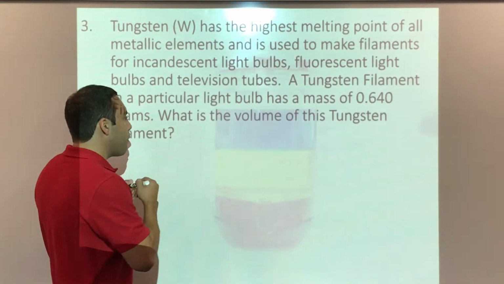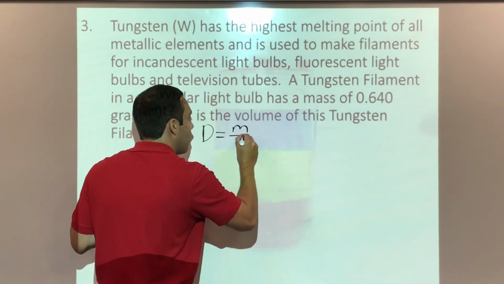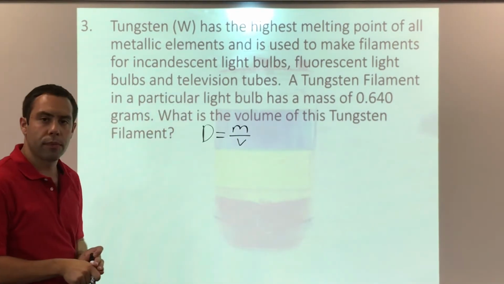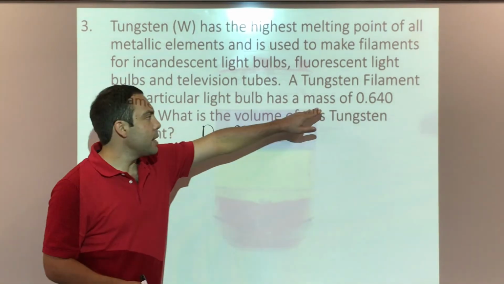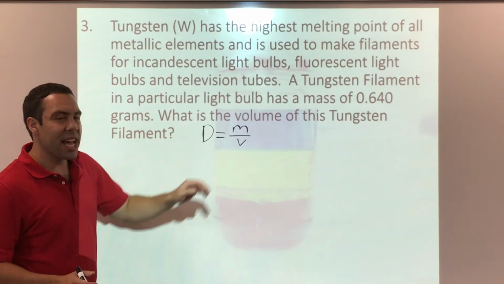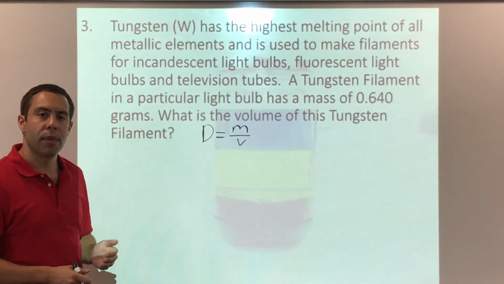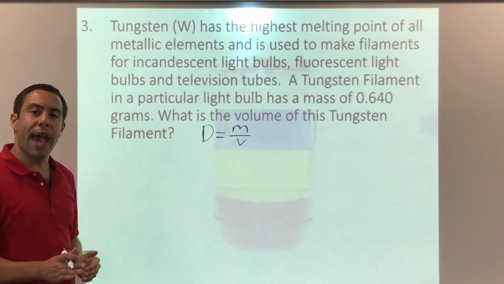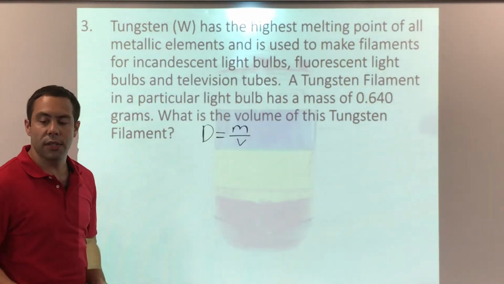As always, we start off by writing the formula. D equals M over V. And then we figure out our known and unknown values. We have the mass, 0.640 grams. We're being asked for the volume, but once again, no mention of density. However, we can use table S of the chemistry reference tables to find the density of tungsten.